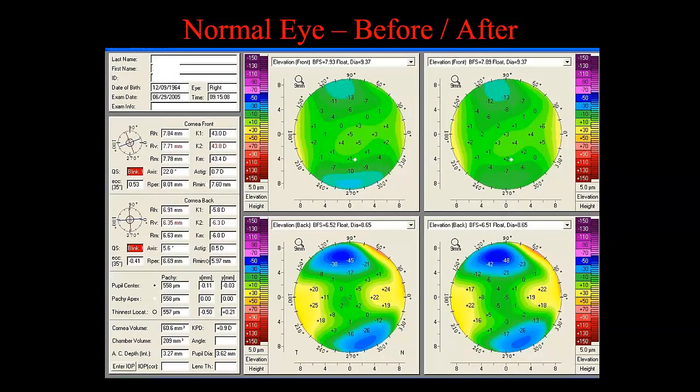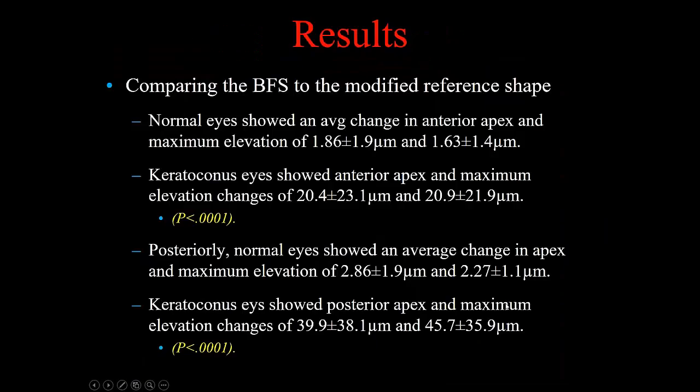Just as important as accentuating abnormal ectatic regions, we don't want to create abnormalities in eyes that are normal. And when we look at a normal eye with the standard best fit sphere and the enhanced, it basically doesn't change. And this is the back surface. Again, basically, they look the same.